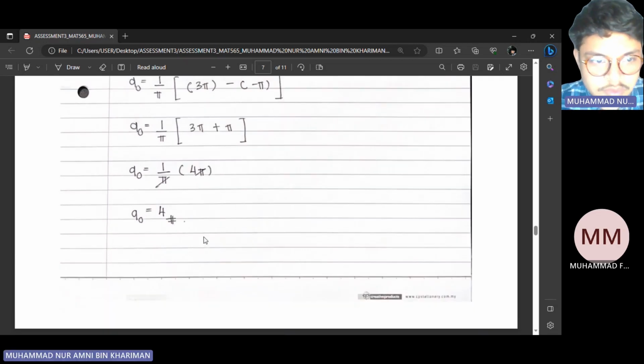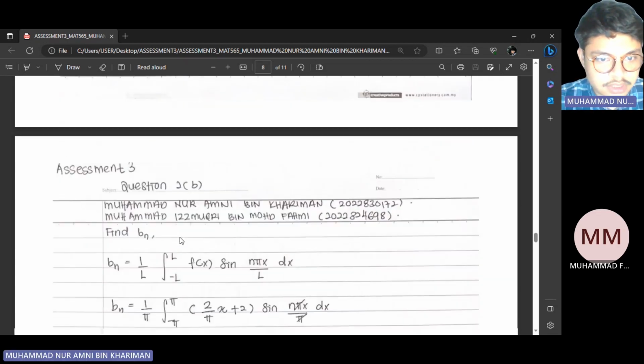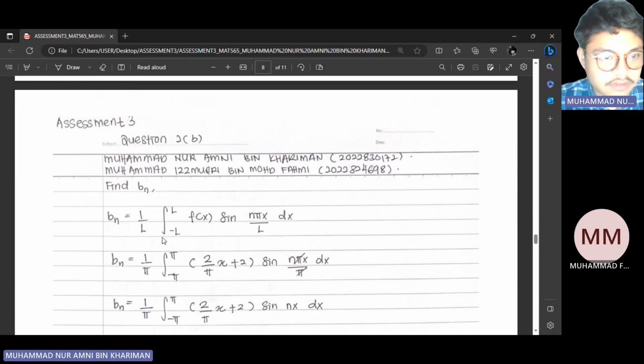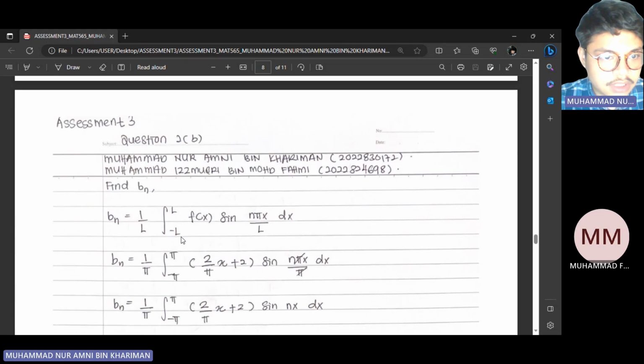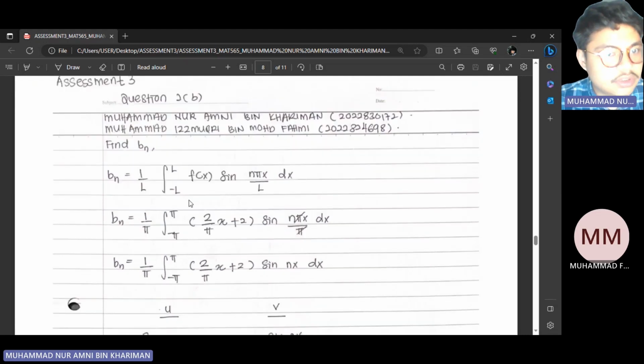Once we get the value of a naught, we proceed to the next formula, where we want to find the value of bn. Same as just now, we use the fixed formula to find bn, which is 1 over L, integral from negative L to L, of f(x) sine n pi x over L dx. As we know, the value of L is pi, so we sub in straight away: 1 over pi, integral from negative pi to pi, of 2 over pi x plus 2, sine n pi x over pi dx.